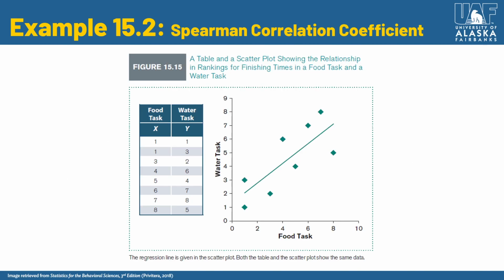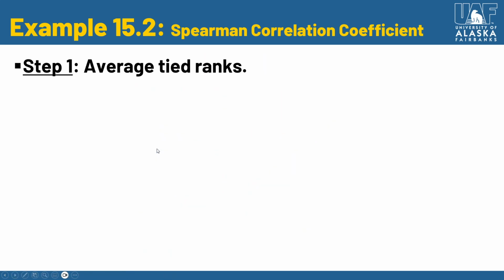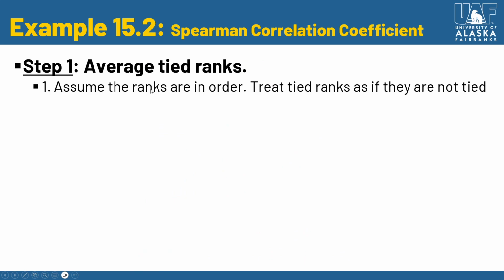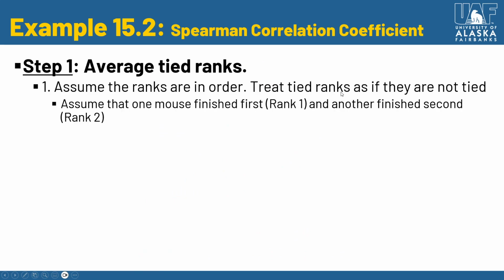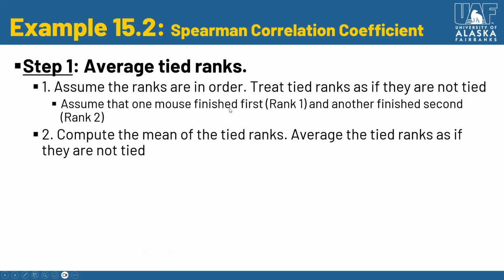And so we see our chart here. We can see these graphed out, and we see the rankings. One mouse was first in both. Second mouse was tied for first in the food task and got third in the water task, so on and so forth. All right, so the tie is within that column. So first we need to average tied ranks. Assume the ranks are in order. So yeah, average tied ranks.